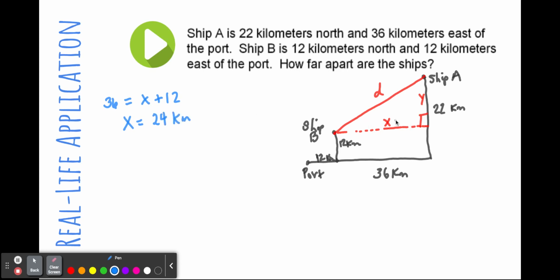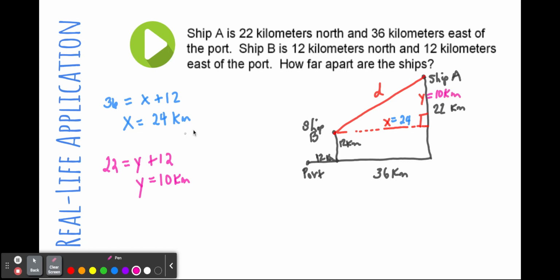So now we have a measure that x is 24. For y, we know that 22 is going to be 12 plus y, or y plus 12. So 22 is equal to y plus 12. So that y would be equal to 10, because we'll subtract 12 from 22. We have 10 kilometers. So y equals 10 kilometers.